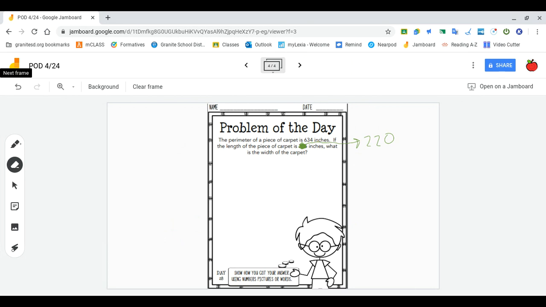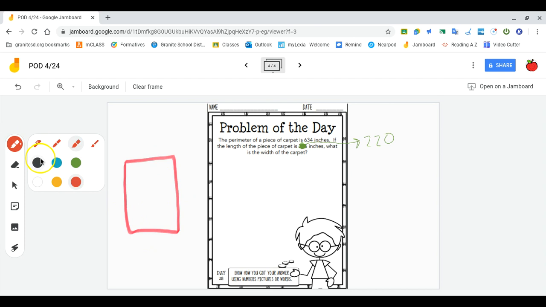So the first thing I'm going to do is remind myself that if I have a carpet here, perimeter is when I add up all four sides. I don't do any multiplication. I'm just adding up sides.